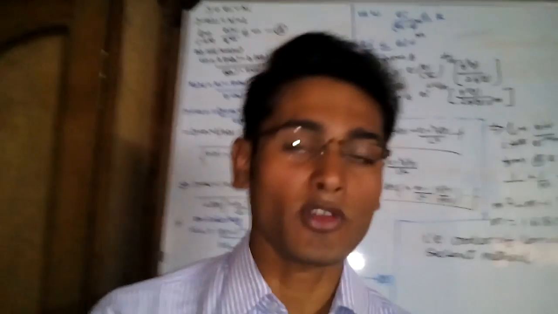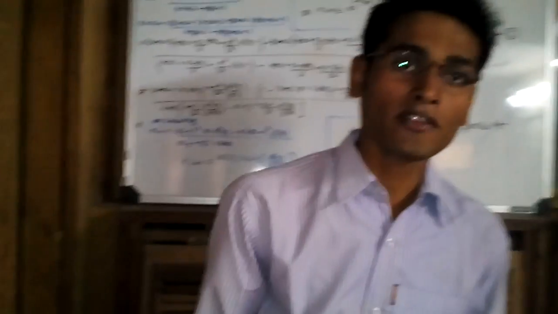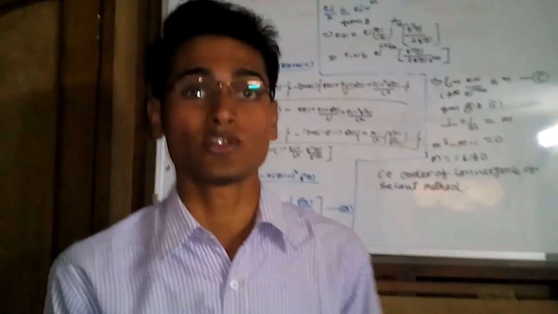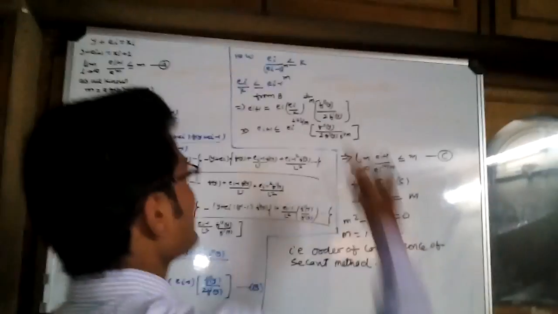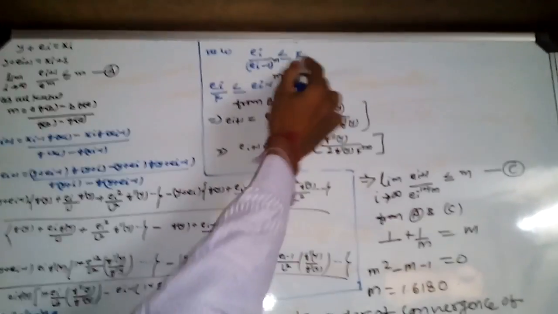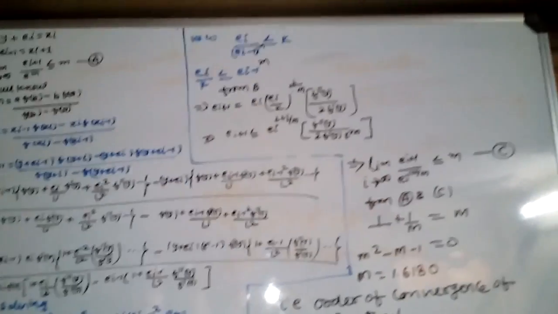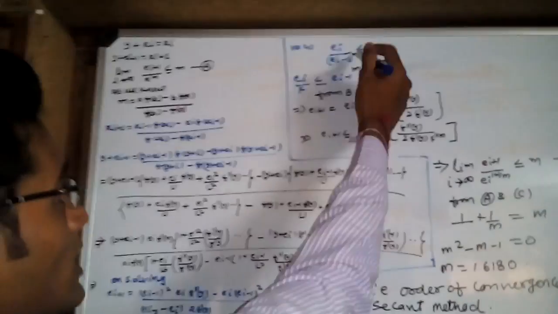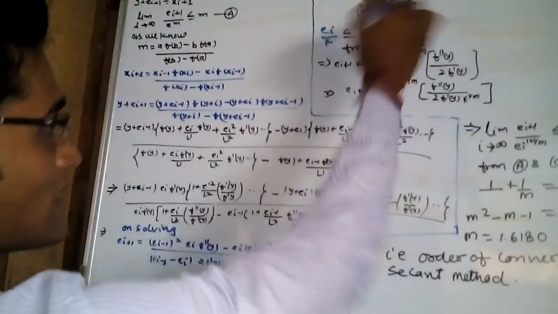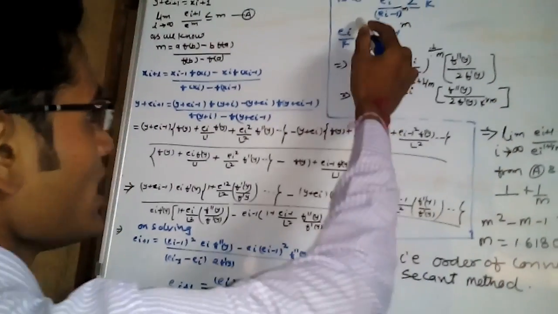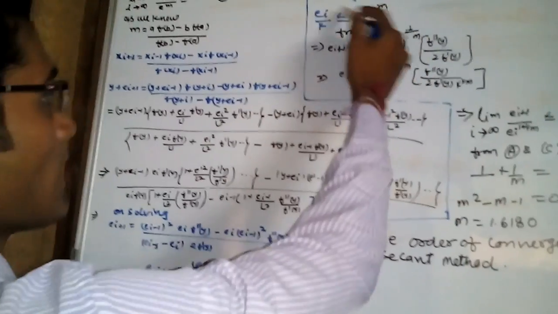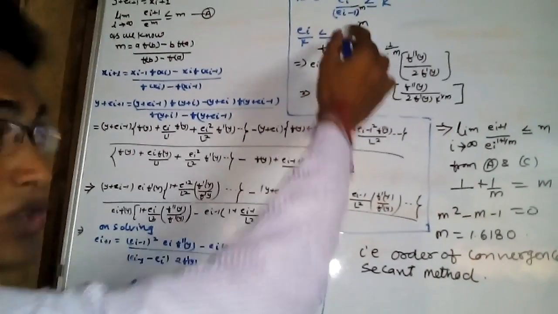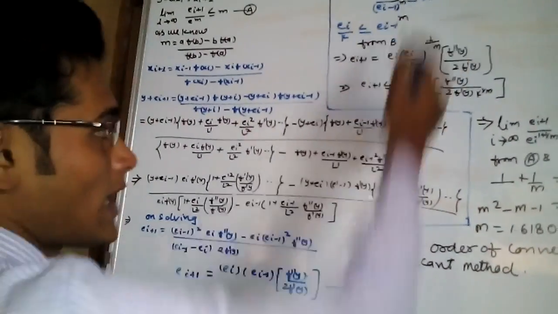Now finally what we have to find is the order of convergence. The order of convergence of the second method is found if it is written in the form ei equal to k ei minus 1 to the power m. Let this be written like this, where k is a constant. So ei upon k, taking k to the left side, we have ei divided by k less than or equal to ei minus 1 to the power m.